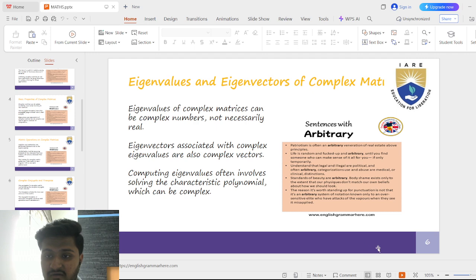Eigenvalues and eigenvectors of complex matrices. Eigenvalues of complex matrices can be complex numbers. They don't always have to be real. The eigenvectors that go with these complex eigenvalues are also complex. To find eigenvalues, we usually solve the characteristic polynomial, which can give complex solutions. In simple words, complex matrices can have both complex eigenvalues and eigenvectors, and we find them by solving a special equation made for the matrix.